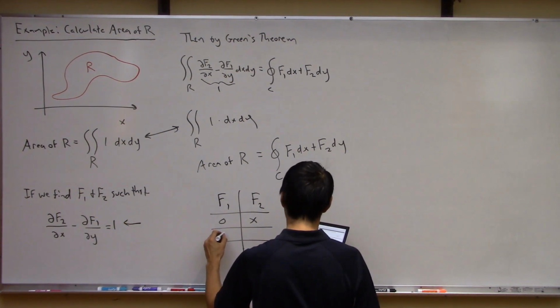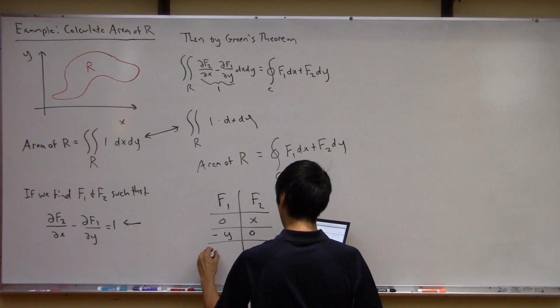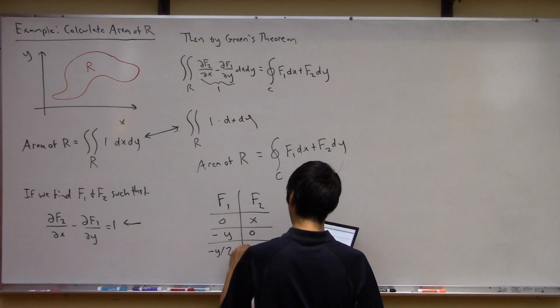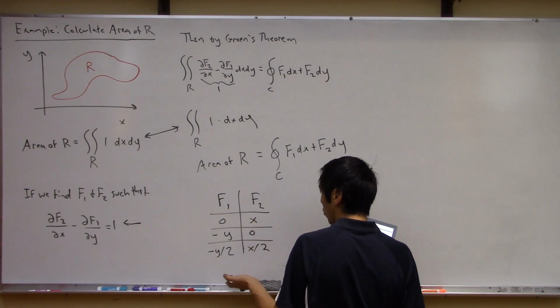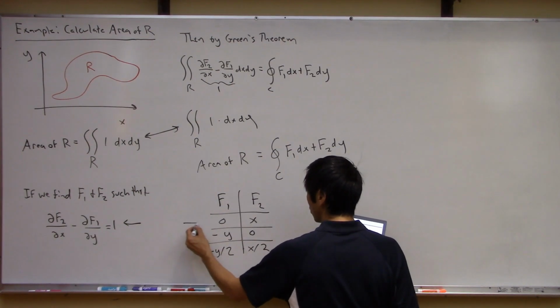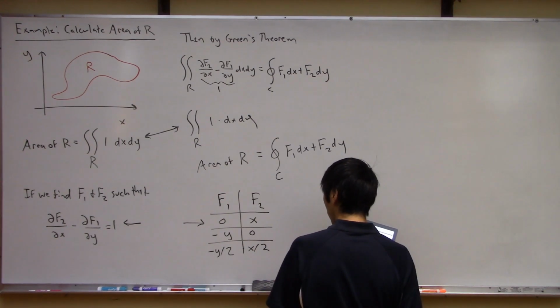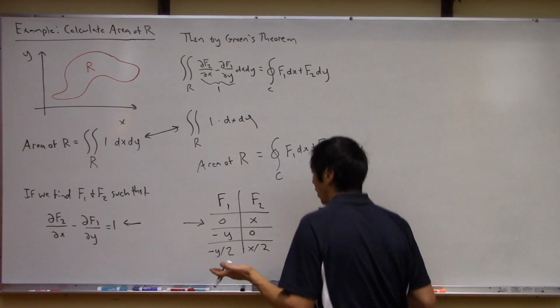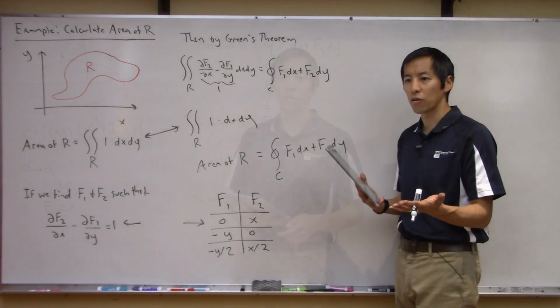You could choose, how about f1 of negative y and f2 of 0? That works. You could choose something like f1 of negative y over 2 and f2 of x over 2. I think all that works. So again, there's no unique combination. Let's just use this maybe as an example. So let's look at an example of applying this to calculate the area of an object, but we're going to calculate the area using a line integral instead of a double integral.